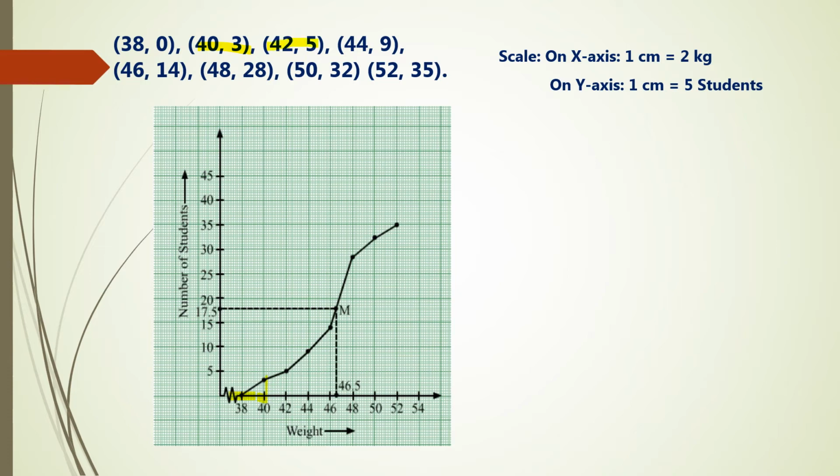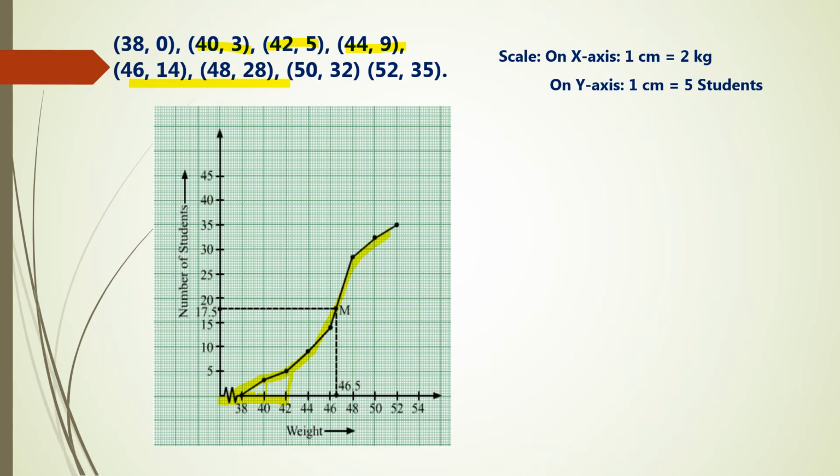To plot 42, 5, starting from the origin, move towards the right till 42. From 42, move 5 units upwards. This point will be 42, 5. Similarly, we can plot the remaining points on the graph and join these points to get the respective ogive. See here also we get a smooth curve which is rising. In this also you can observe the less than ogive is always a rising curve. We constructed the less than ogive for the given data.